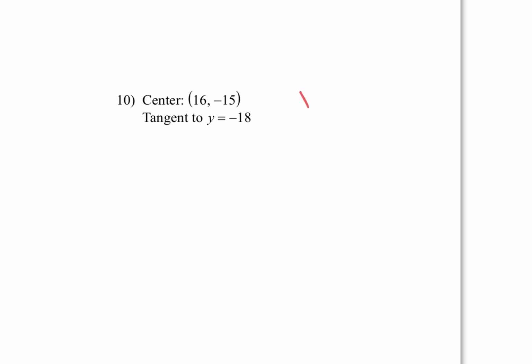So (x − 16)² + (y + 15)². Which value is changing, the x value or the y value? By how many? It's going from negative 15 to negative 18. So our radius is 3, so this is going to be 9. 3 squared.